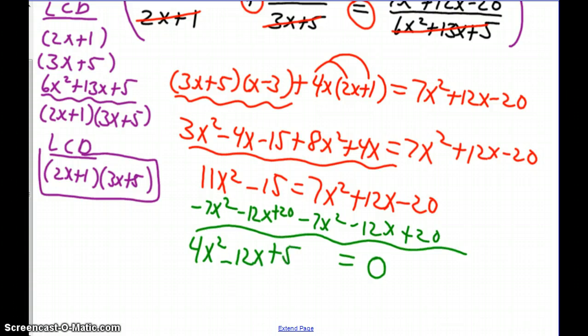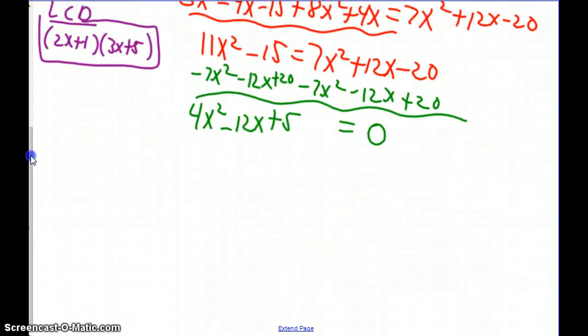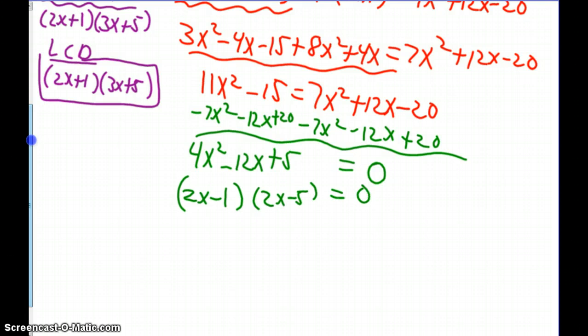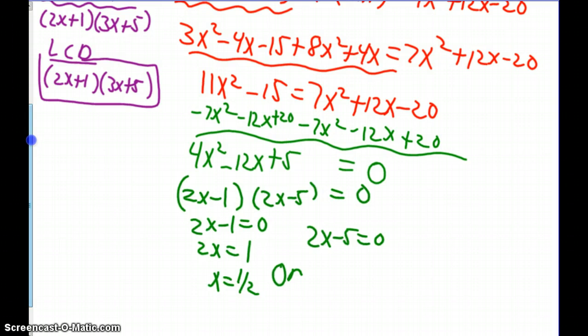Now, can you factor that? The answer is yes, you can factor this. You get 2x minus 1 times 2x minus 5 equals 0. So if 2x minus 1 equals 0, 2x equals 1, x equals 1 half. Or, if 2x minus 5 equals 0, 2x equals 5, and x equals 5 halves. These should be our answers.